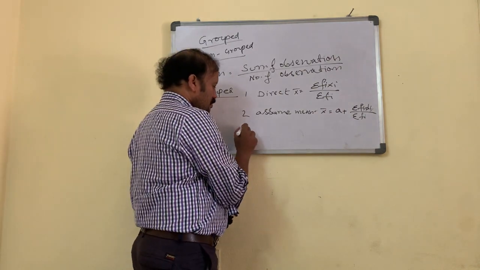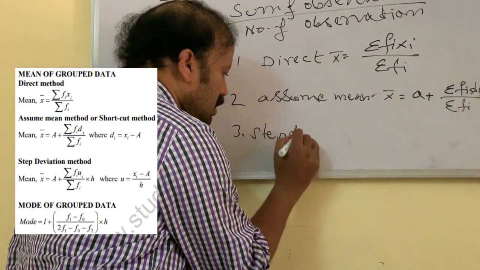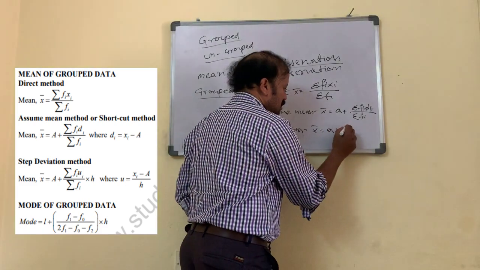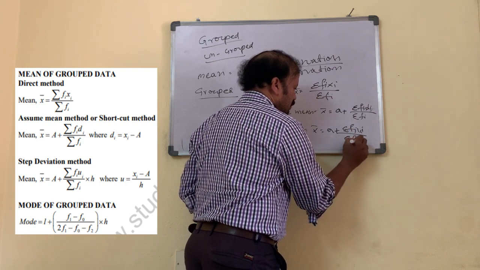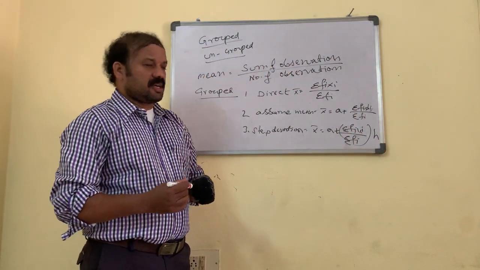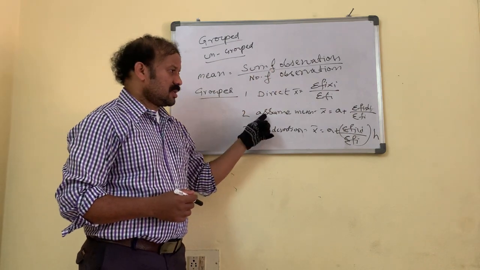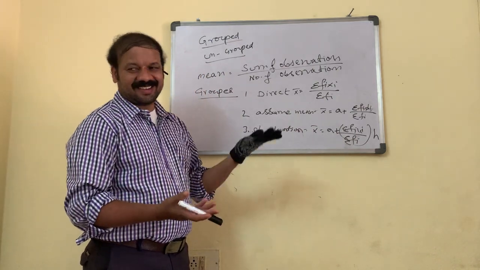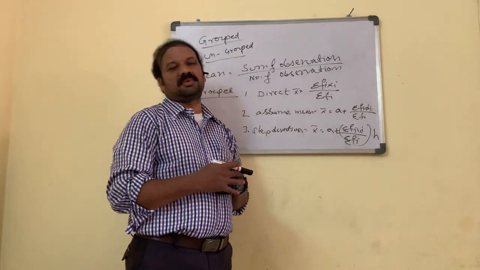The third one is the step deviation method. Step deviation means x bar equals A plus sigma fi ui by sigma fi into h. So these are the three methods to find the mean in grouped data: direct method, assumed mean method, step deviation method. You have to find it as asked.